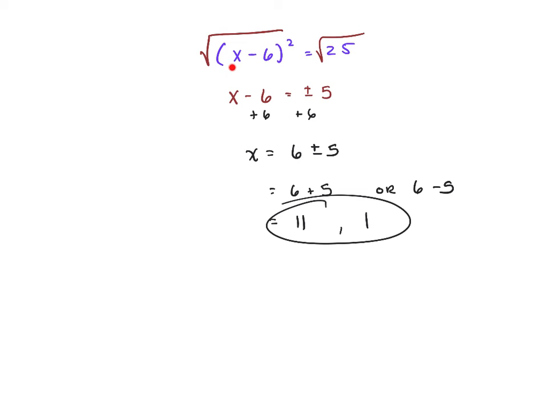X could be 11, or X could be a 1, and both would give us an equality and check to be true. All right, that gives you a preview. It's a tough little assignment. We'll work on this tomorrow and probably on Wednesday as well.